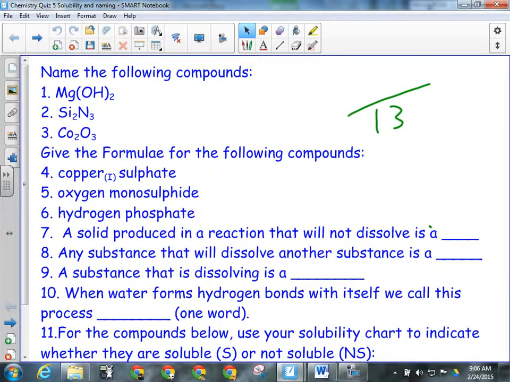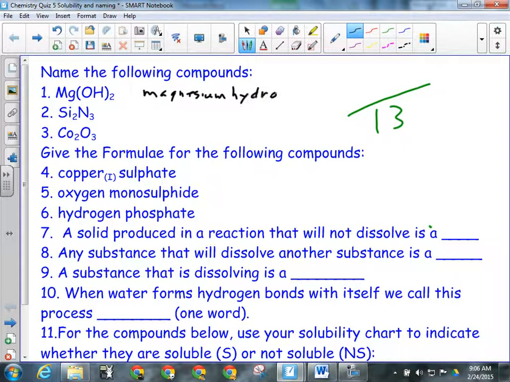Okay, for number 1, we've got an ionic compound. I know it's ionic because magnesium is a metal and hydroxide is a polyatomic ion. So this stuff is magnesium hydroxide. No capital letters. It's got to look neater than mine, but spelt the same. Okay, magnesium hydroxide.